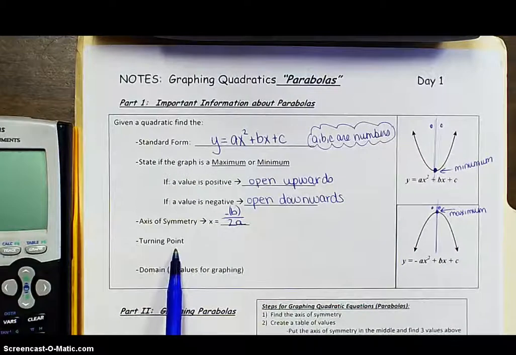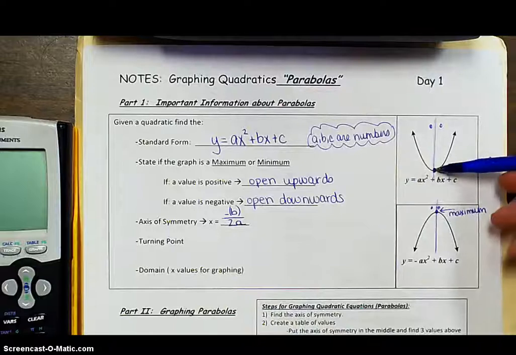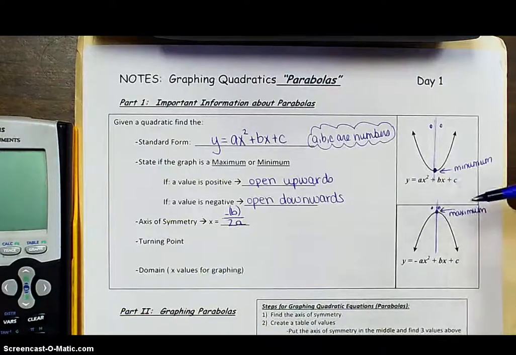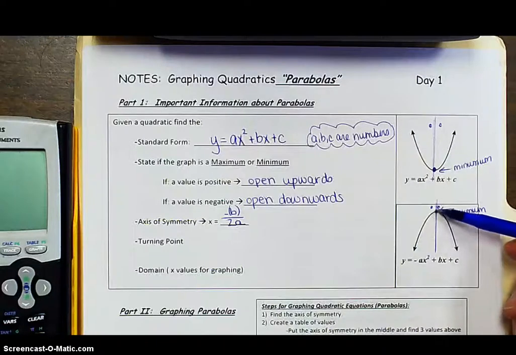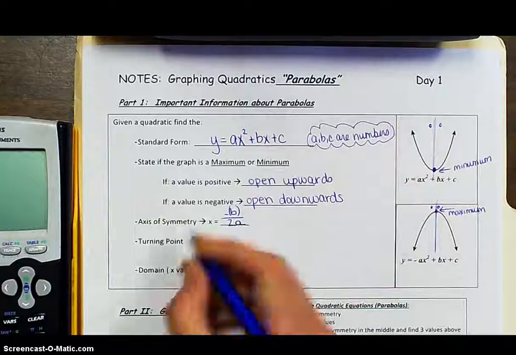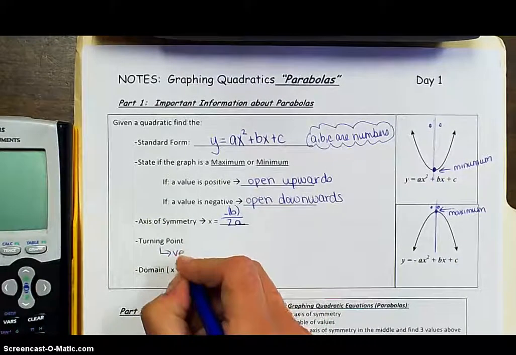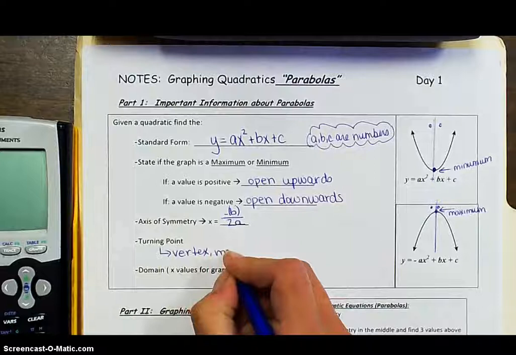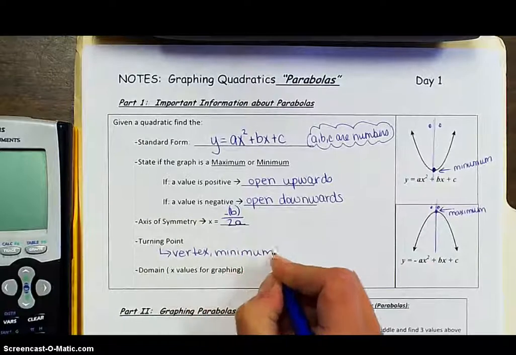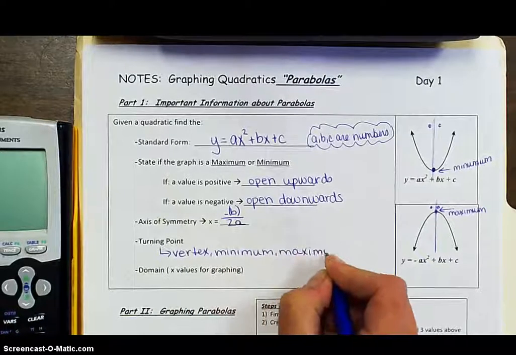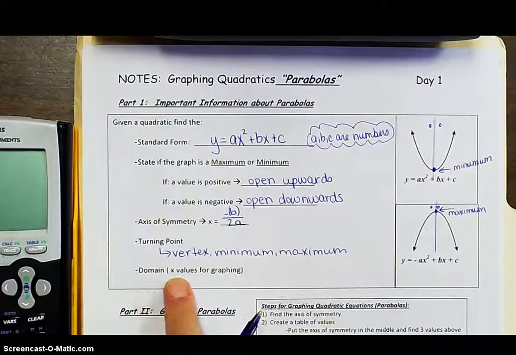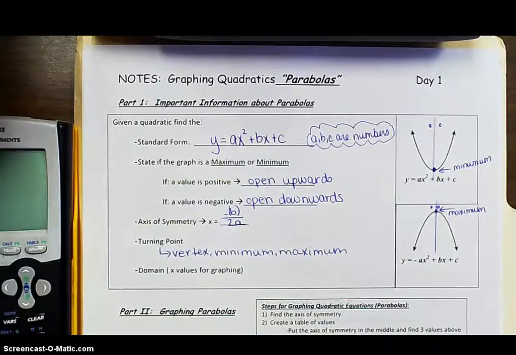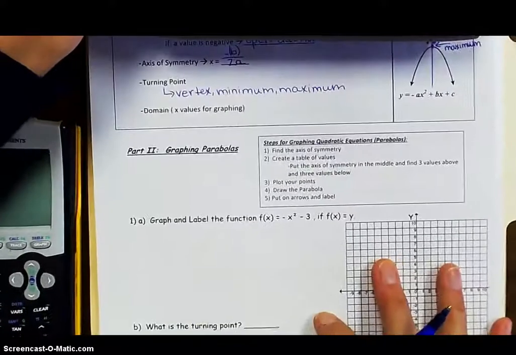Okay, now the turning point, well, we already talked about that. The turning point is the minimum or the maximum, and it's where you change direction. So here we go down, we change, and now we're going up. Here we're going up, at the turning point, now we're going to go down. Some alternative names for the turning point: it could also be called the vertex, the minimum, or the maximum. Okay, your domain, remember domains are the x values that we're going to use when we're graphing. So let's put this all together and practice graphing our parabolas.